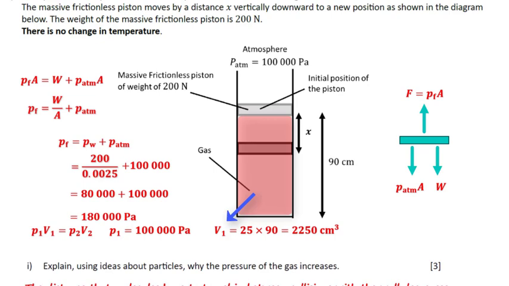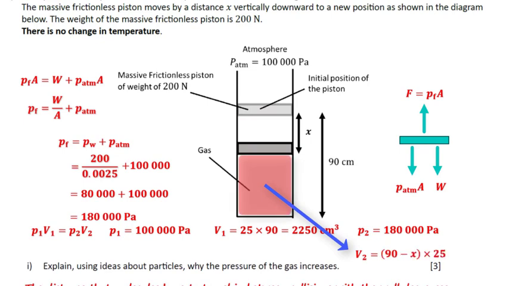Pas oublier, c'est un cylindre. The volume of a cylinder is simply the cross-sectional area multiplied by its height. P2 est égal à 180 000 Pascal, c'est ce que nous avons calculé as the final pressure of the gas. Alors, V2 est égal à 90 moins X fois 25. 90 moins X, ça veut dire c'est la nouvelle longueur du cylindre jusqu'au piston, multipliée par ce cross-sectional area qui est 25. Alors, nous prenons tout ça, nous remplaçons dans l'équation P1, V1 is equal to P2, V2. Nous gagnons X égale 40 cm.